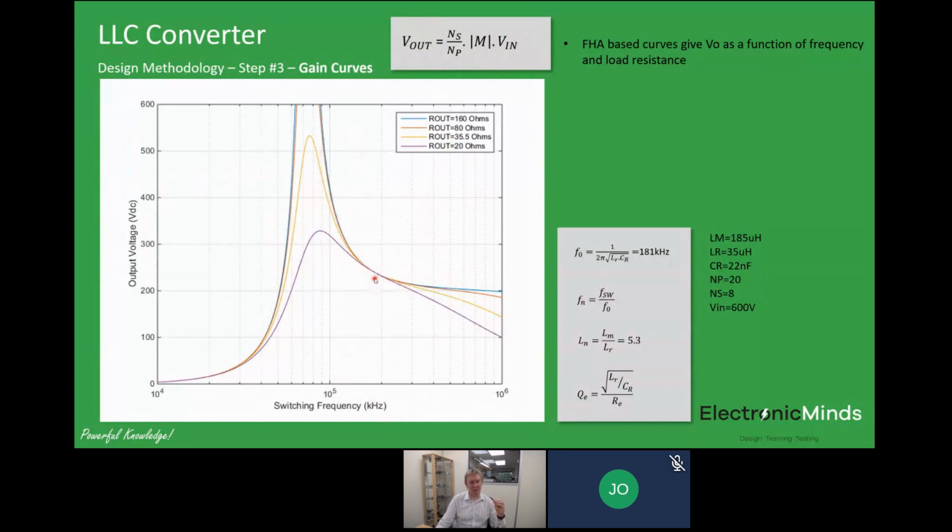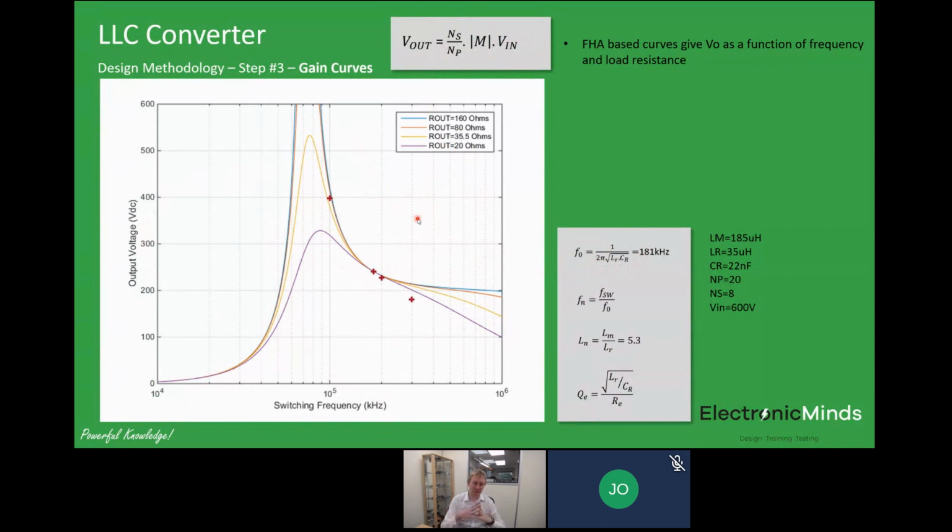The key thing here is that all of those curves pass through a single point. And that's the series resonant frequency, this F0 figure, which is given by 1/(2π√(LrCr)), and for my converter that's about 180 kilohertz. The interesting thing is that at the F0 point, the gain, the magnitude of M, is always unity, and that's quite an interesting point for how we operate this converter.